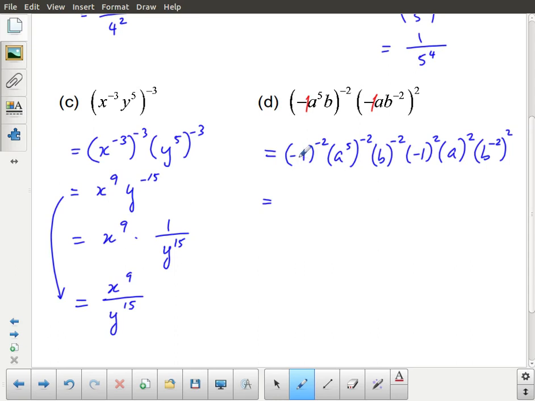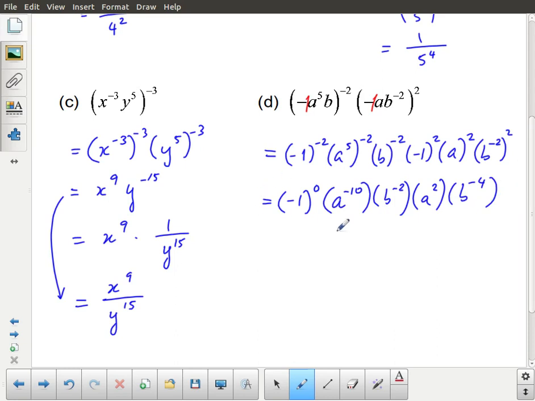Well, I actually have a -1 to the -2 and a -1 to the +2. So that gives me a -1 to the power of -2 plus 2, which is just equal to 0. A to the 5th to the -2 is a to the -10. B to the -2, I'm just going to rewrite that as b to the -2. A to the 2, I'm going to write that as a squared. And b to the -2 to the -2 gives me b to the -4.